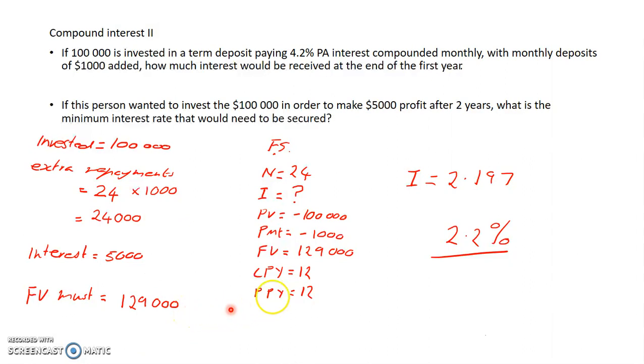So this all goes into Financial Solver. $129,000 is positive because that's how much I can get out at the end. $100,000 is negative because that's how much I put in there at the start. And PMT is $1,000, which is also negative because I'm putting that much in there each time. It's going away from me each time. You end up with the interest being 2.197, so 2.2%.